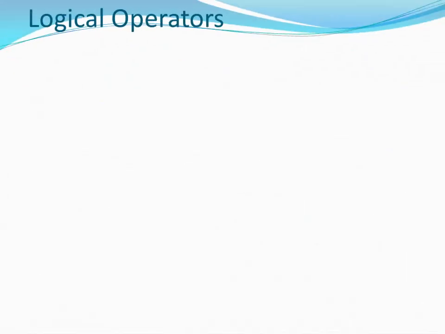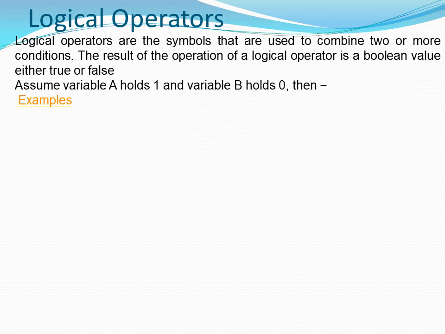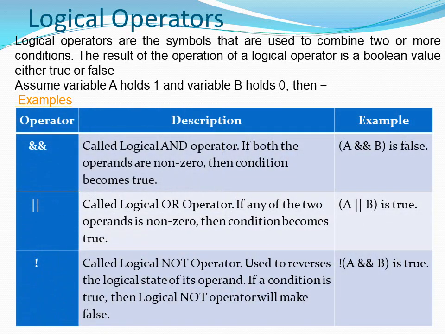Now come to the logical operators. Logical operators are the symbols that are used to combine two or more conditions. The result of the operations of a logical operator is a Boolean value, either true or false. Now these are the logical operators: and, or, and not. And operator is called logical AND operator. If both the operands are non-zero, then condition becomes true. Means for AND operator, both the conditions should be fulfilled.